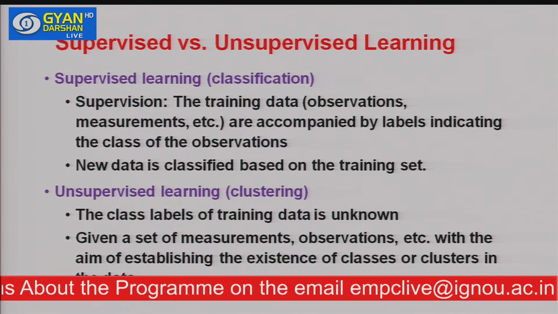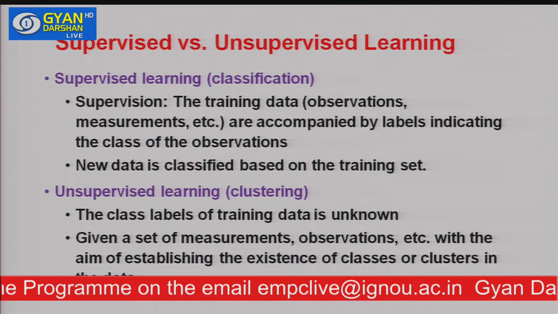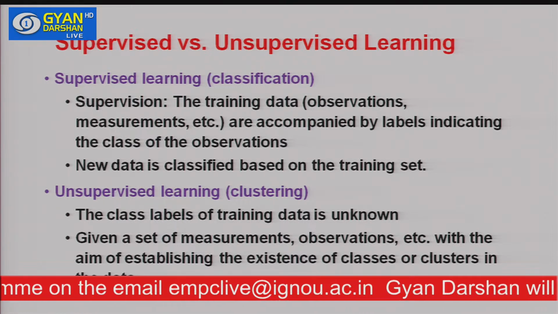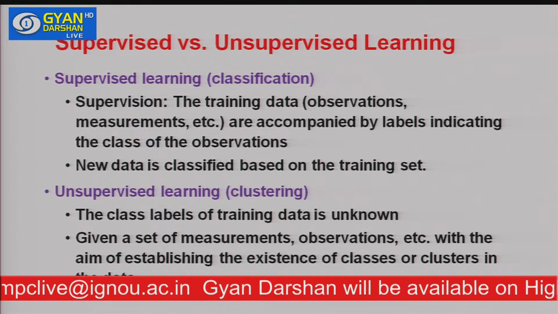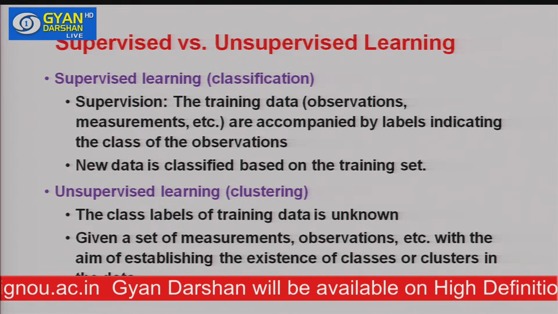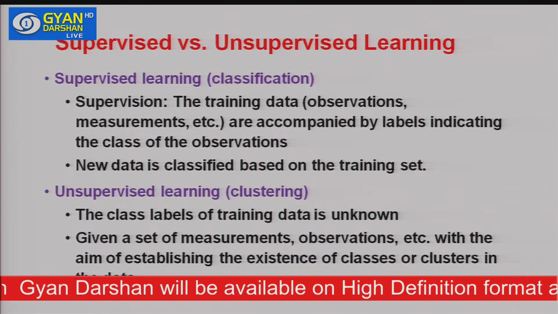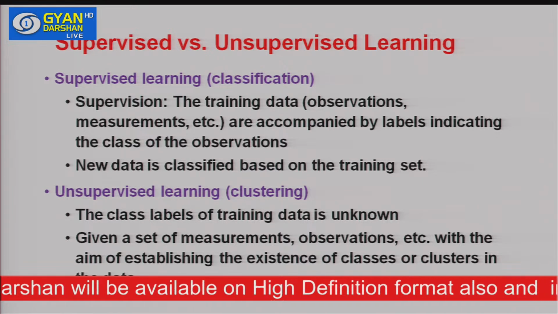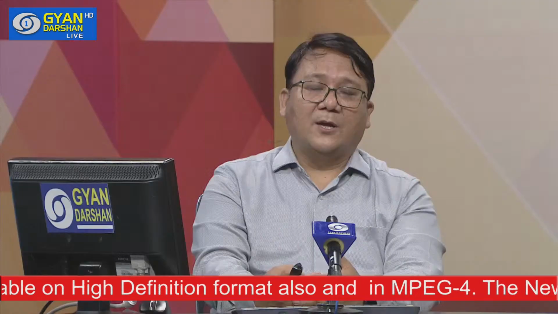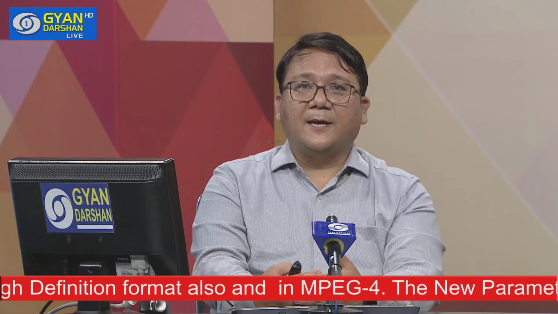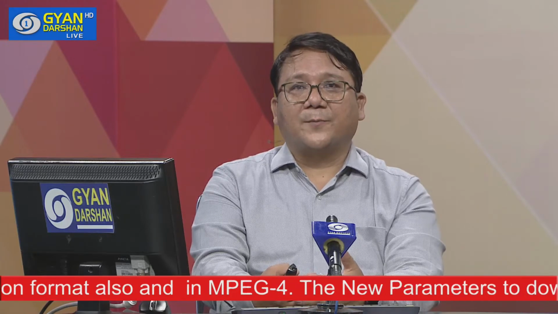Whereas in unsupervised learning, the class label of the training data set is unknown, and usually we use this in clustering techniques, where we are given a set of measurements and observations with the aim of establishing the existence of classes or clusters in the data. So in clustering, the class labels are not known, and when it comes to classification, all the class labels are known.